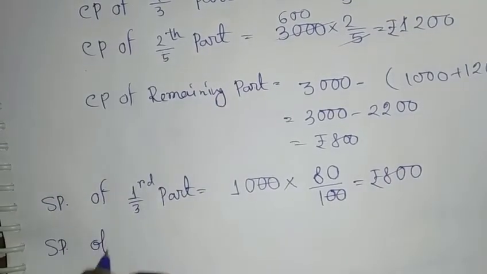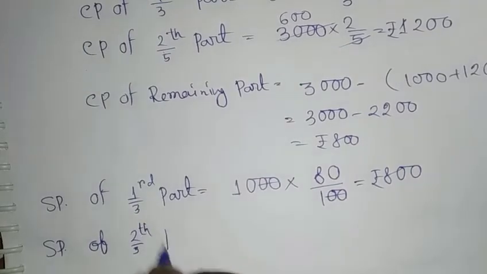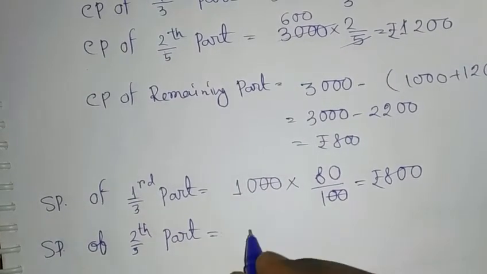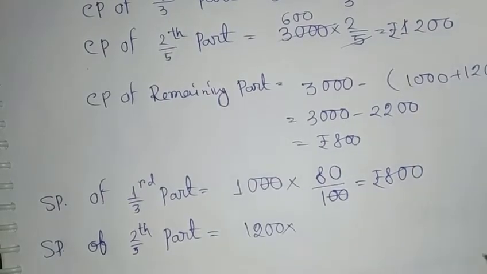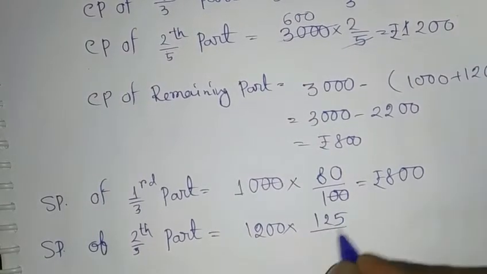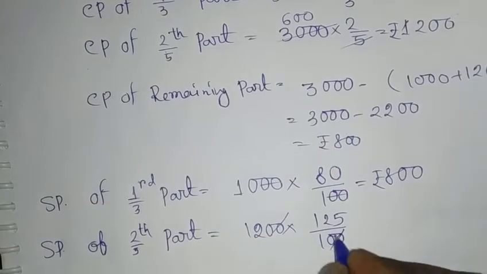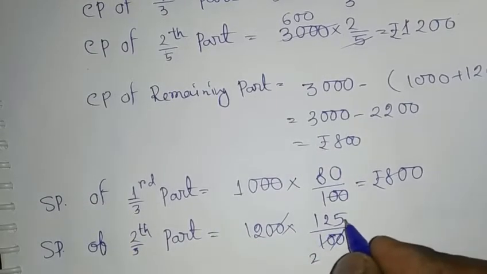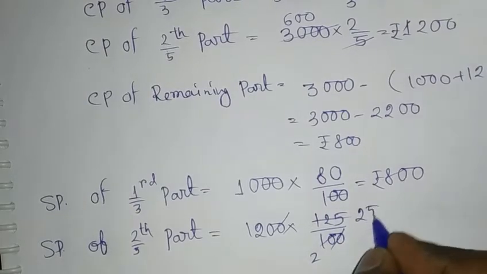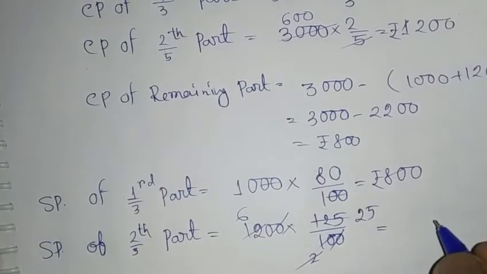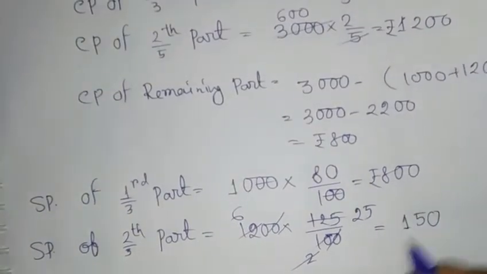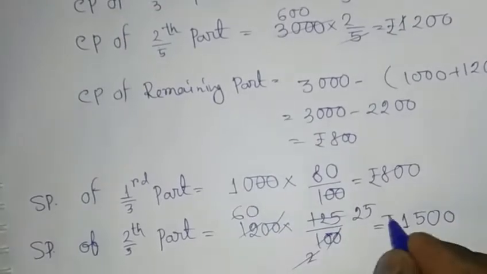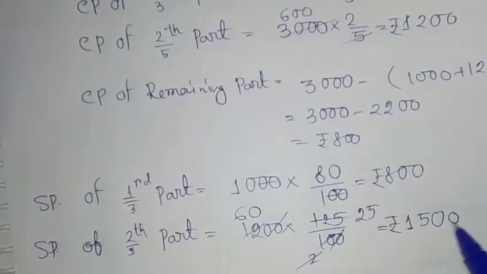Now the selling price of the 2/5 part is rupees, this was 1200 and there is a 25% profit. 25% means 100 plus 25, that is 125 by 100. Okay, now 5 2s are 10, 5 2s are 10, 5 1s are 5, so this is 150. So the selling price of the 2/5 part was 1500.